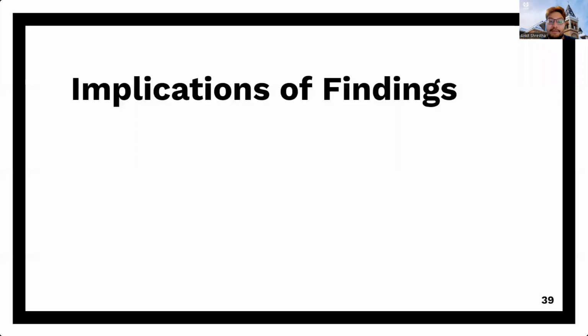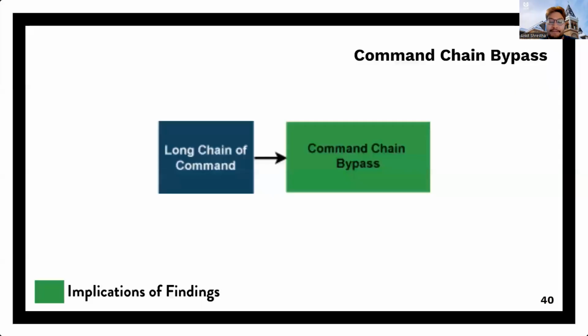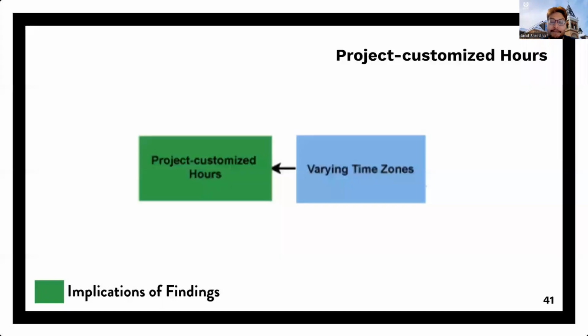As we reported our findings, let us talk about some of the implications of these findings. Our first recommendation is to create a command chain bypass to solve the problems from the long chain of command. We believe that decisions can be made at different levels based on the criticality of the decision, should not travel through the whole chain of command, and thus be decided immediately.